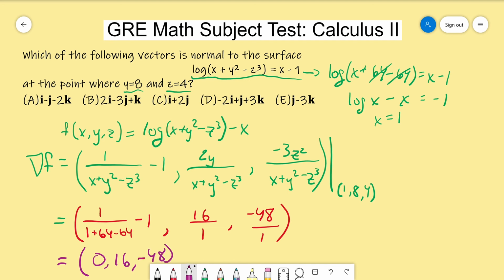Okay, well that's not any of these answers, but any vector in the same direction, in other words, any scalar multiple of this vector, is also going to work. So if we factor out a 16, we'll get 0, 1, negative 3, which is j minus 3k, or answer E.